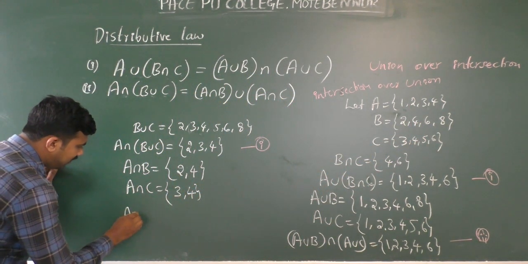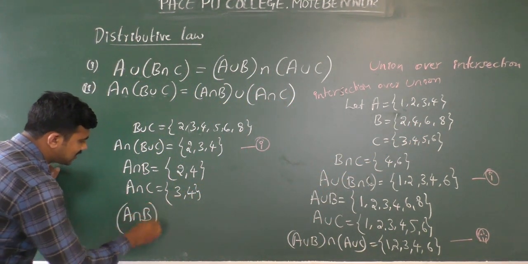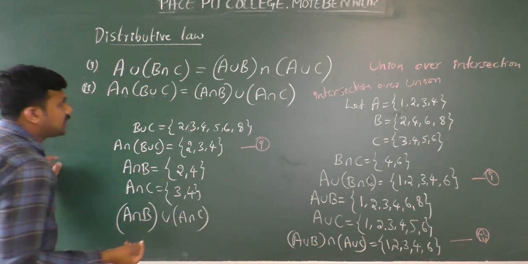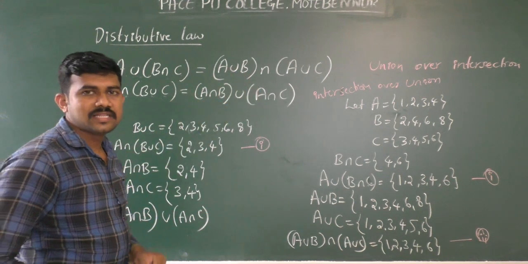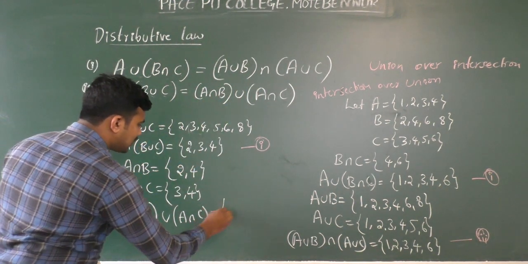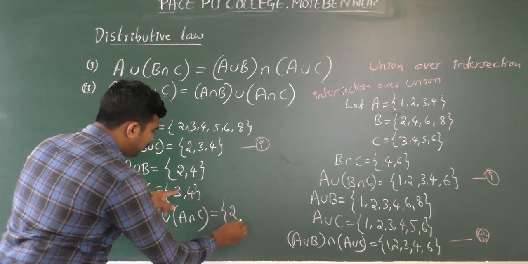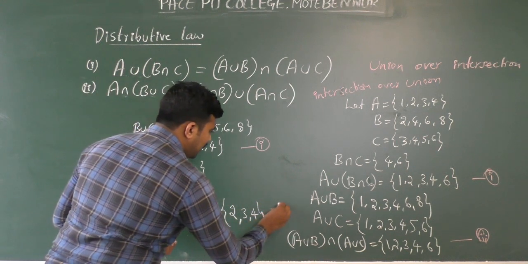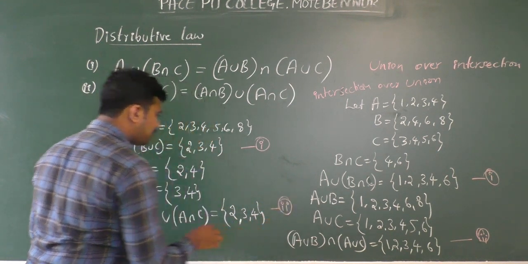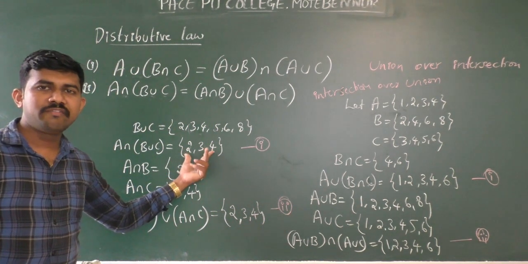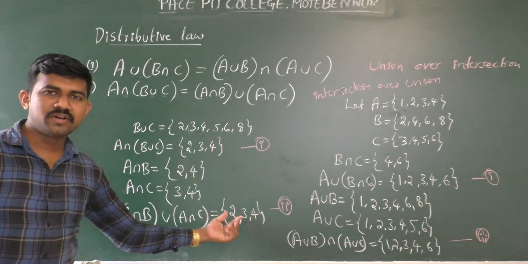Now we need to find the union of those two sets. That is A intersection B union A intersection C. So we'll collect all the elements of this set. That is nothing but the set of all 2, 3, 4, and this is now our equation number 2. Equation number 1 is the set of all 2, 3, 4. Equation number 2 is also the set of all 2, 3, 4.